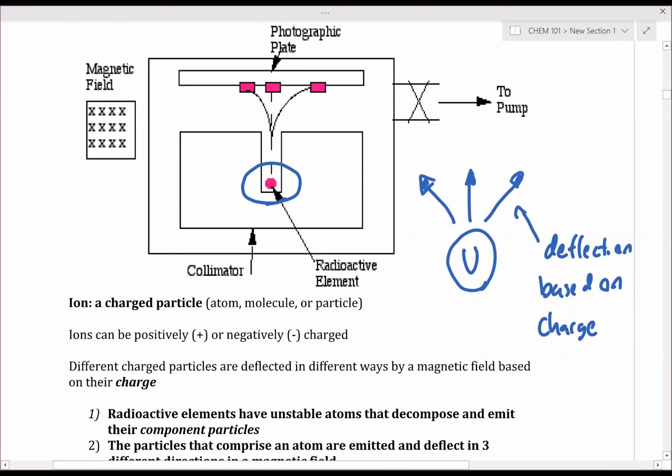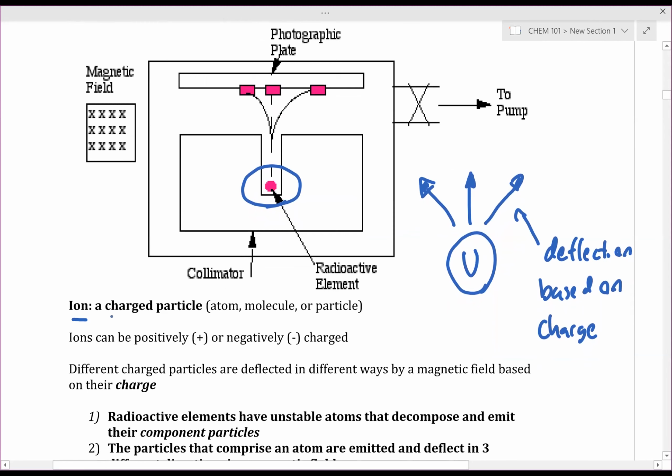Now, we use a general term called ion to describe a charged particle. It can be an atom, a molecule, or a subatomic particle. Anything with a charge is known as an ion. Ions can be positively or negatively charged, and depending on their charge, they interact with magnetic fields in a different way, and they interact with other particles in a different way. Okay? So all of these interactions, all of these deflections are based on charge.